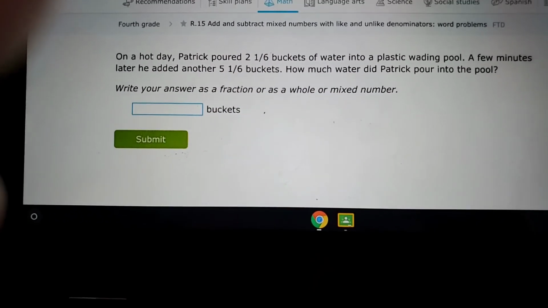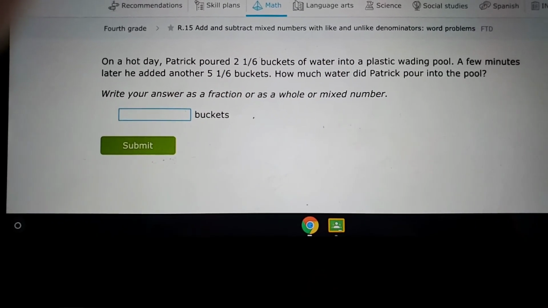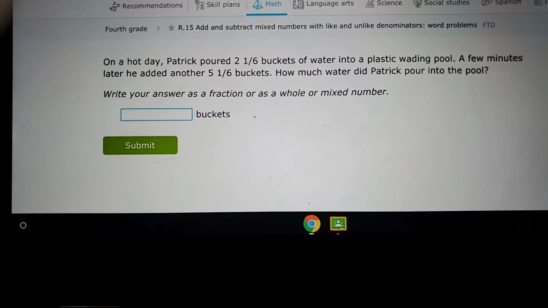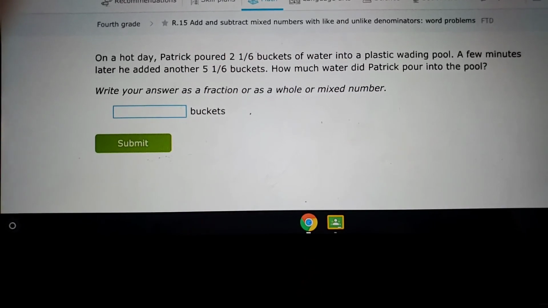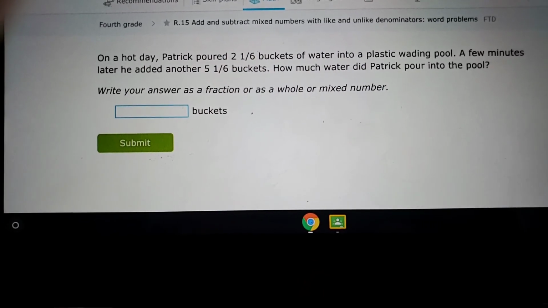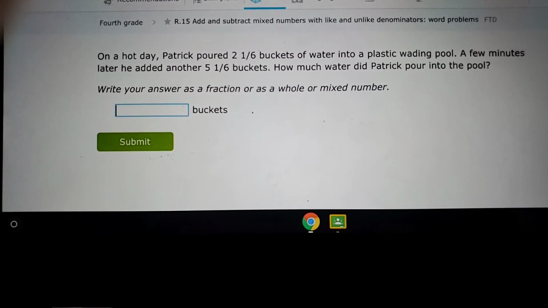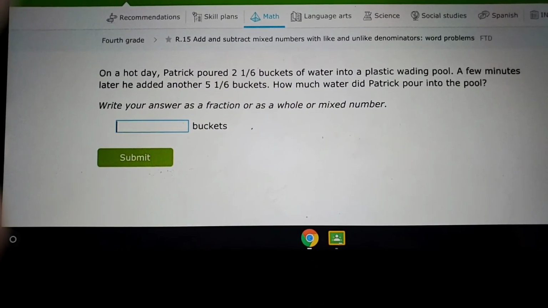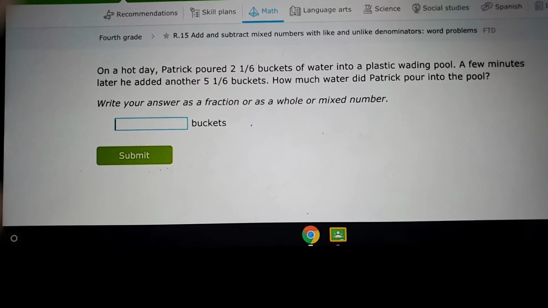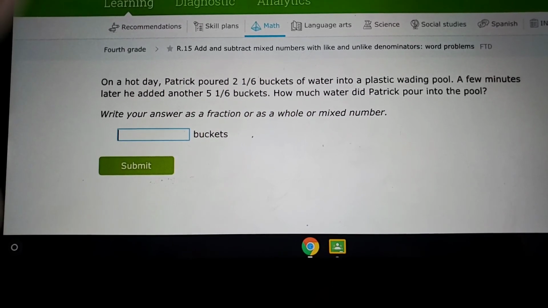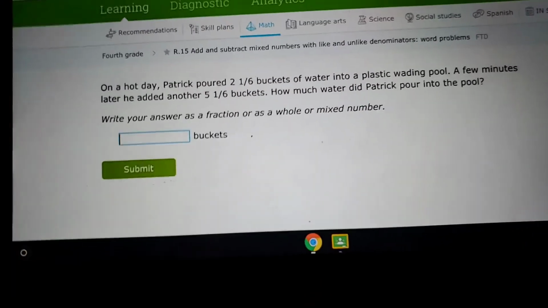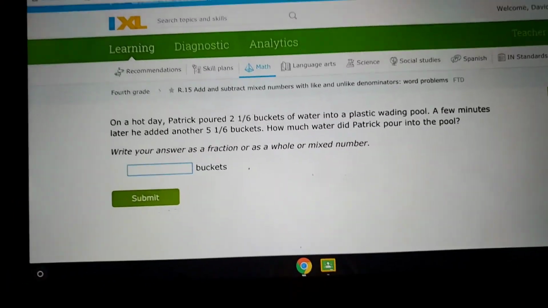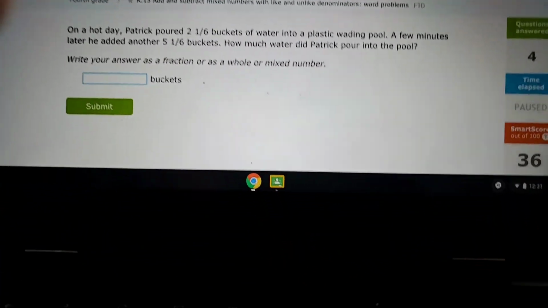On a hot day, Patrick poured 2 1/6 buckets of water into a plastic pool. A few minutes later, he added another 5 1/6 buckets. How much water did Patrick pour into the pool? Well, the first thing we're doing is looking for key words. What are the key words in the story problem that tell me whether I'm adding or subtracting? Well, when it says he added another, that's a pretty big clue that we're going to be adding these. So let's go ahead and set it up.